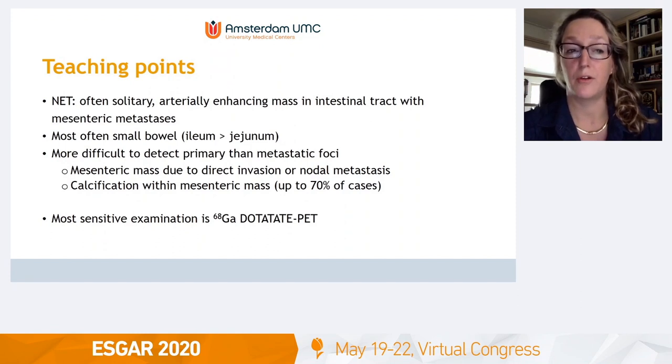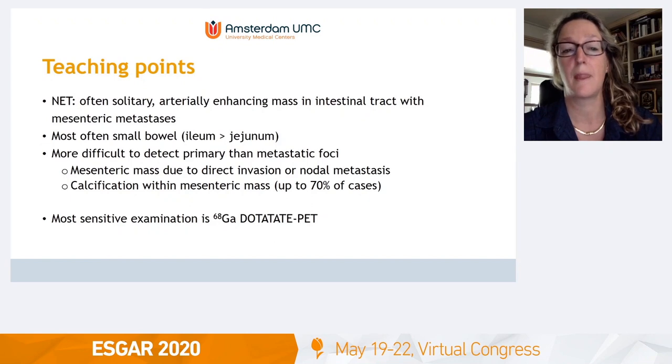With regard to the neuroendocrine tumor, this is often a solitary mass, which is an arterially enhancing mass, and you can see it in the intestinal tract with mesenteric metastases. Most often, the primary tumors in the small bowel are very small, located more often in the ileum than in the jejunum. But the small size makes these primary tumors more difficult to detect than metastatic foci, meaning the mesenteric lymphadenopathy, mesenteric mass. The mesenteric mass that you can see can be either due to direct invasion of tumor or nodal metastases.